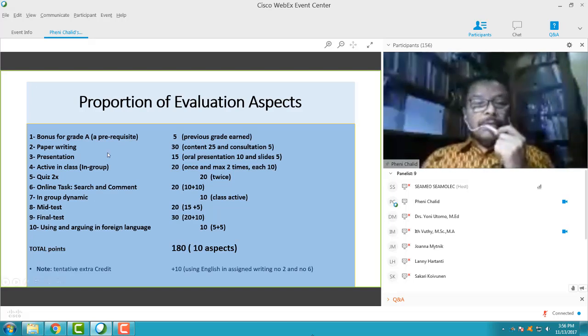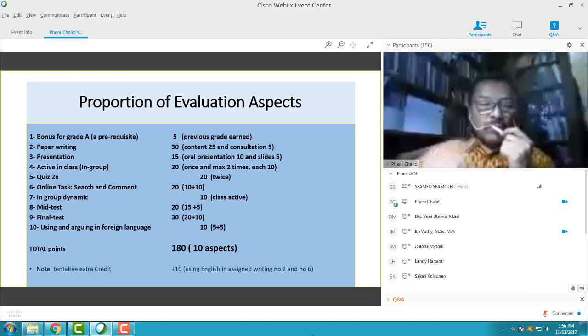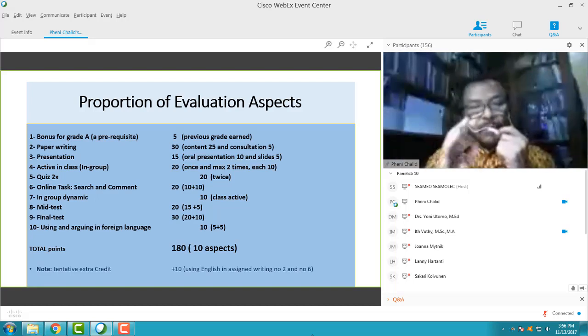Then paper writing, that is 30 points, and a presentation of the paper they have worked on in a team, for which they get 15. Active in class, in group: during the group work, we observe who is very active and has initiative, and we give more points here, 20. The fourth and the fifth, that's a quiz twice. A short question at the beginning of the class. We put 20 points here.